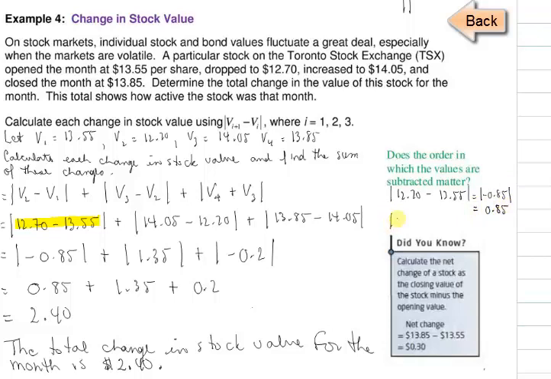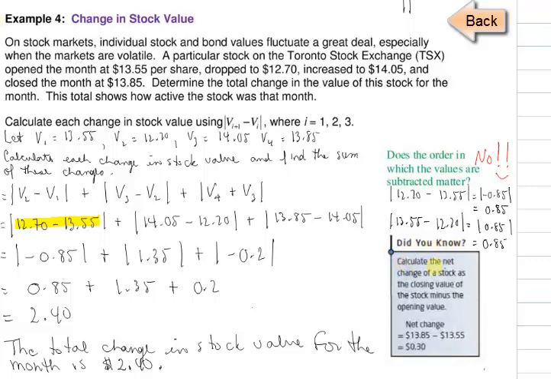Okay, so let's reverse that then. Let's say we're going to go 13.55 minus 12.70. That gives us the absolute value of 0.85. And the absolute value of 0.85 is 0.85. So does the order in which the values are subtracted matter? No, it doesn't.